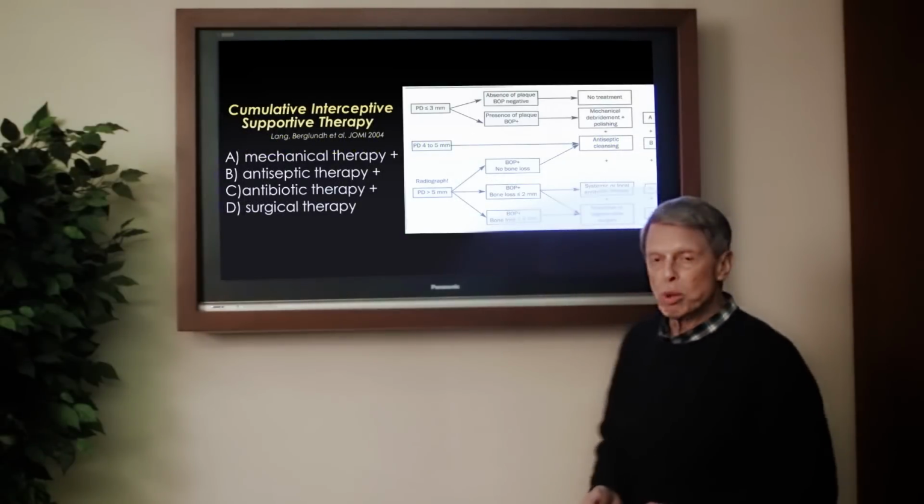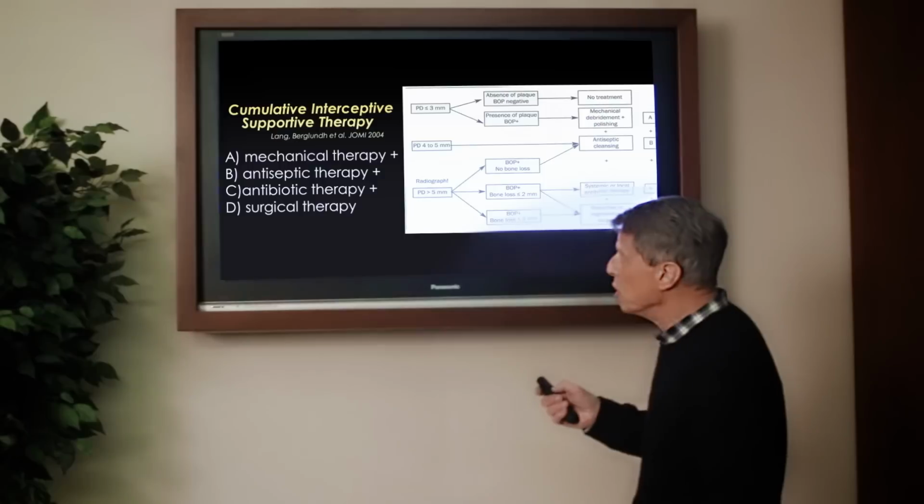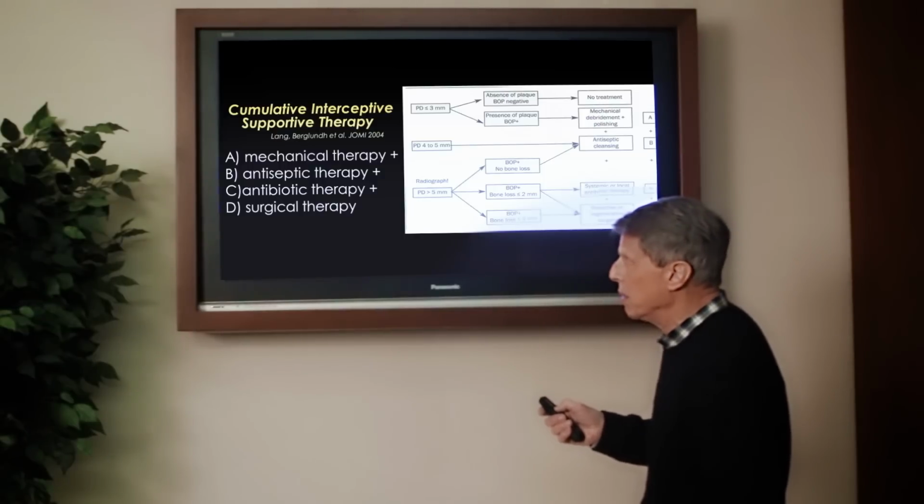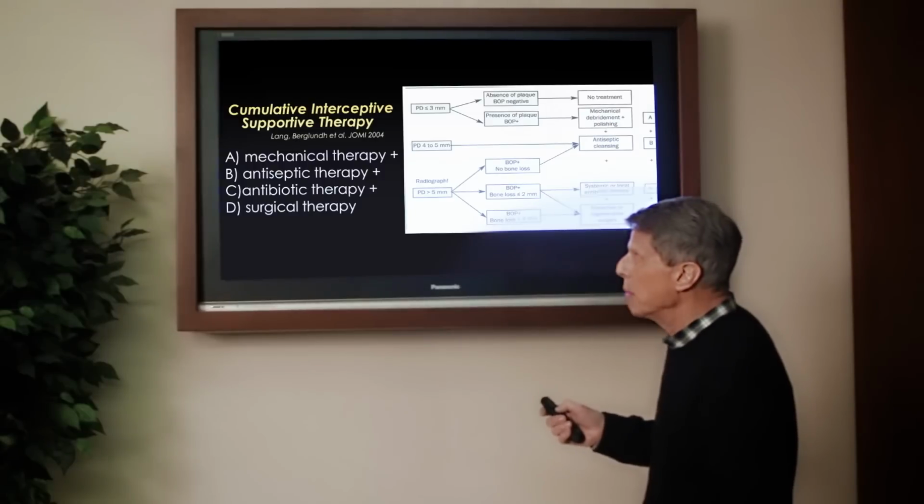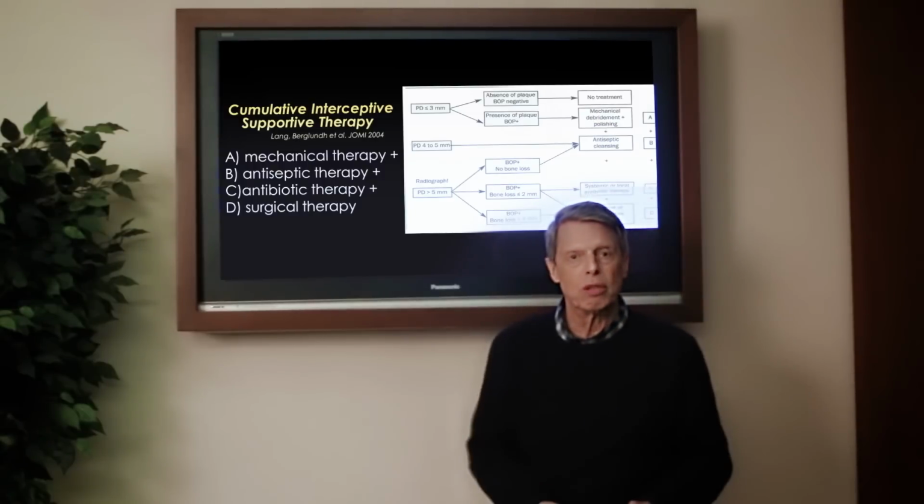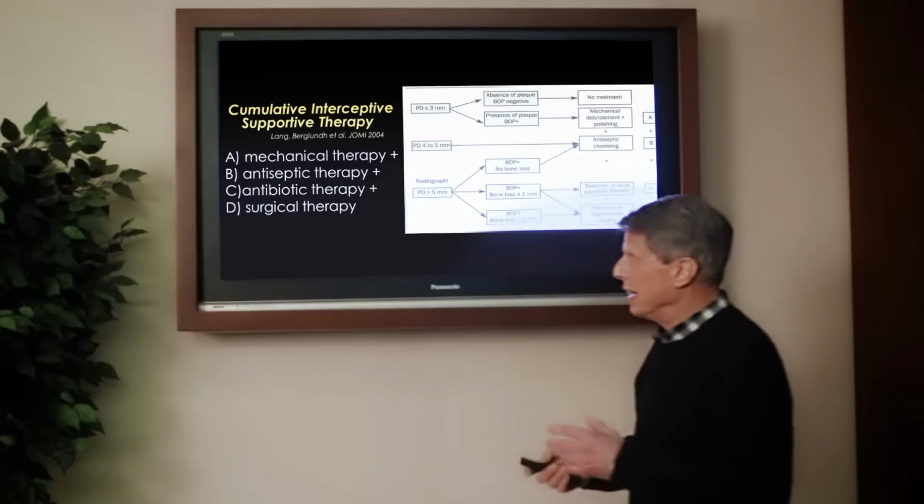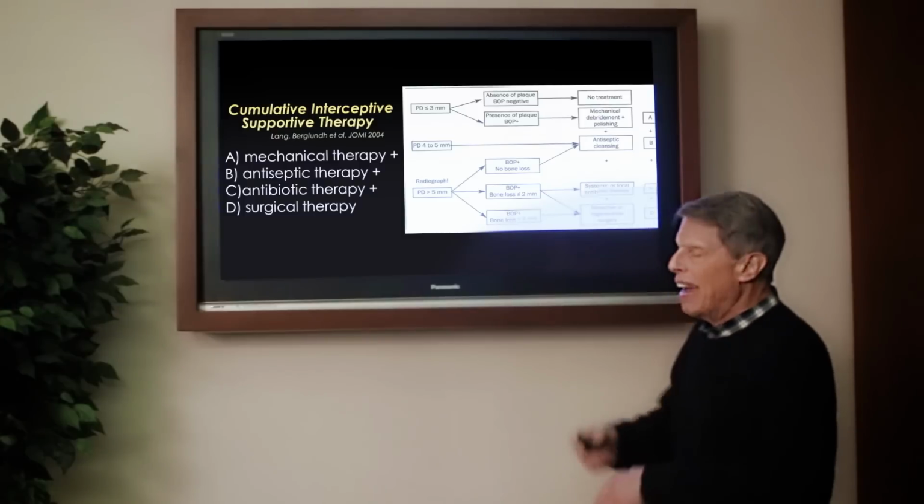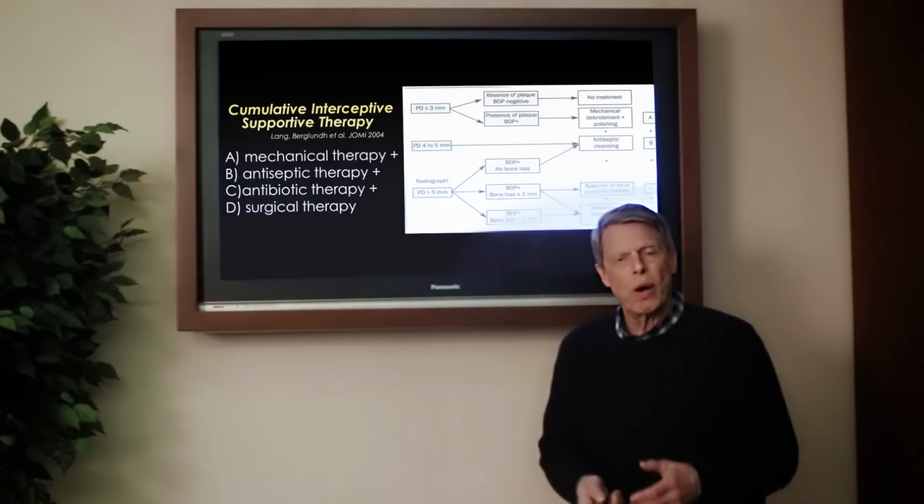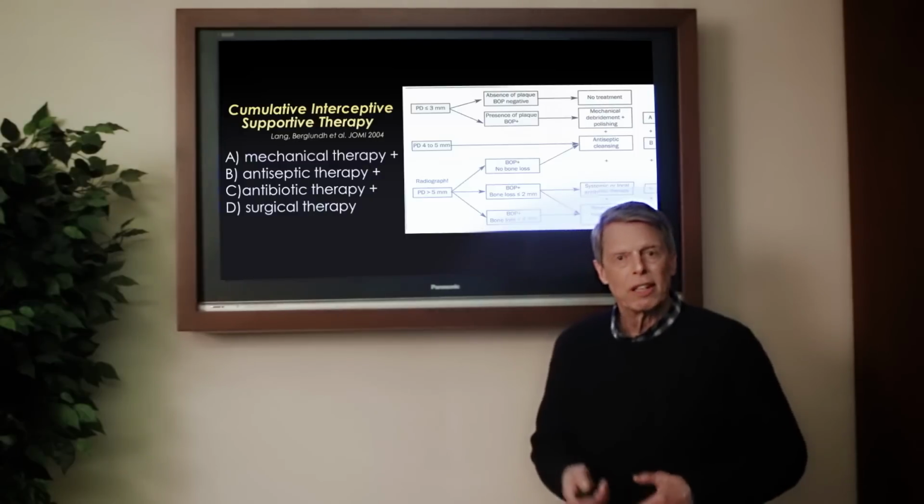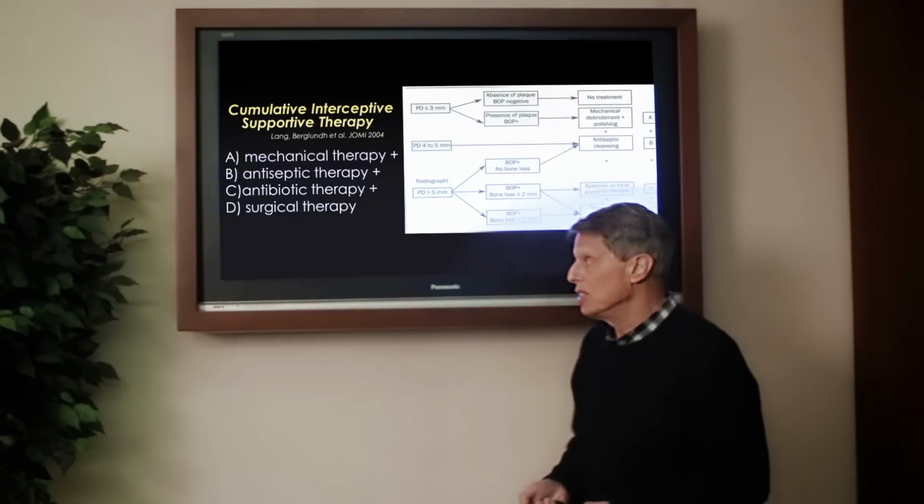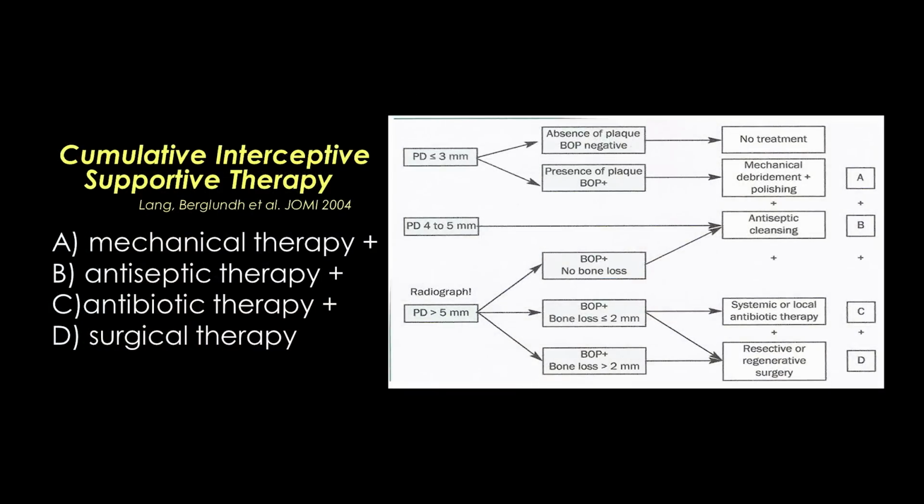And the treatment approach we're going to use is cumulative interceptive supportive therapy, originally written about by Lang, Mombelli, and Berglund in the late 1990s and early 2000s. It is a sequential additive approach to treating peri-implant disease. It starts out with mechanical therapy, and as things become more problematic, it adds antiseptic therapy, then antibiotic therapy, and then surgical therapy.